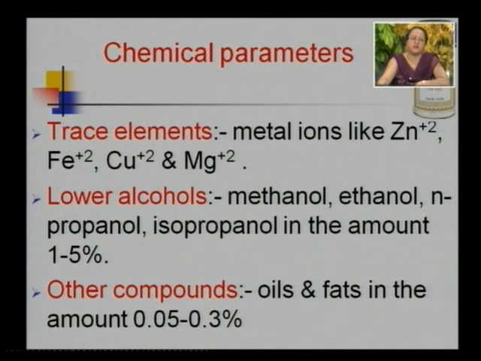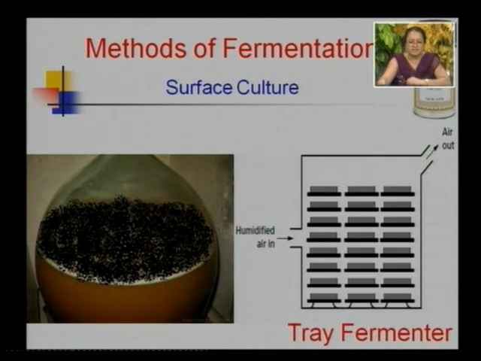Other compounds which are included are oils and fats in the amount of 0.05% to 0.3%, and they are mostly used as anti-foaming agents. Some oils will stimulate the productivity and maintenance of the fermentation process. Now, the major methods of citric acid fermentation, like the surface culture method, submerged method and solid state method, will be discussed in detail by my colleague Sanjay Parekh.